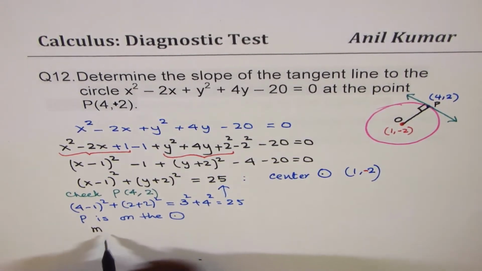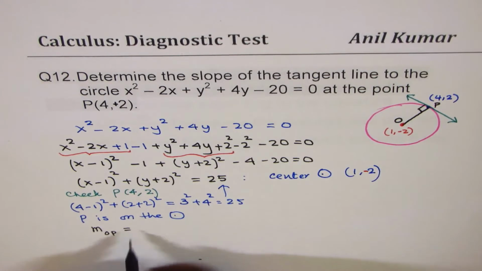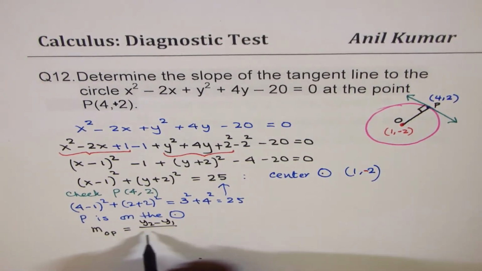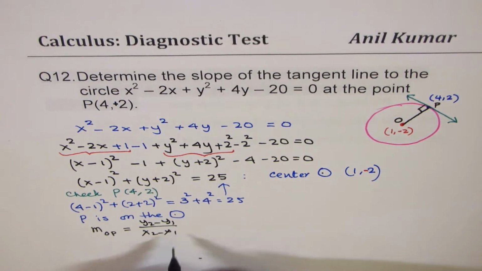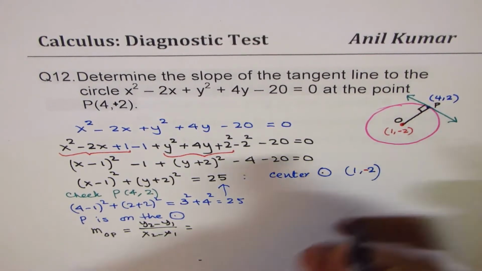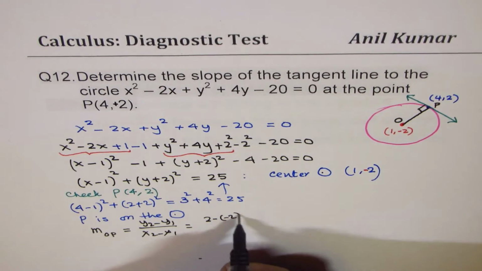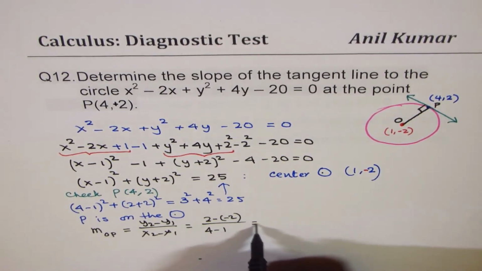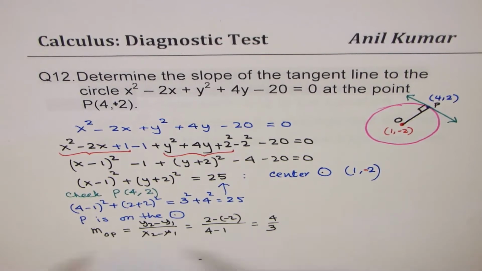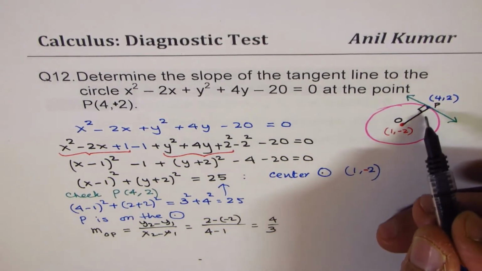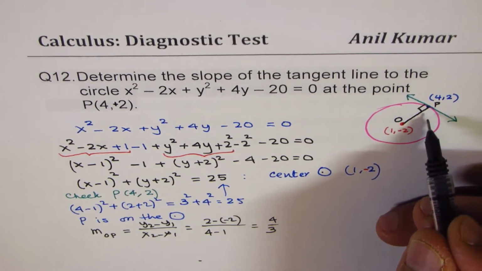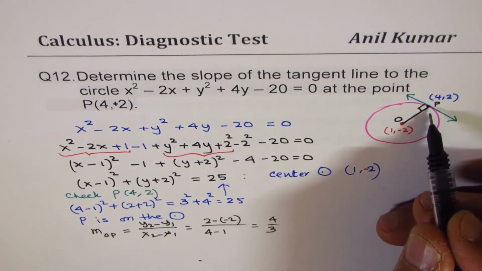So let's find the slope of OP. Slope of OP will be, you can use y2 minus y1 over x2 minus x1. So here 2 minus (minus 2) over 4 minus 1, which is 4 over 3. So that is the slope of the radius which connects to point P, right?